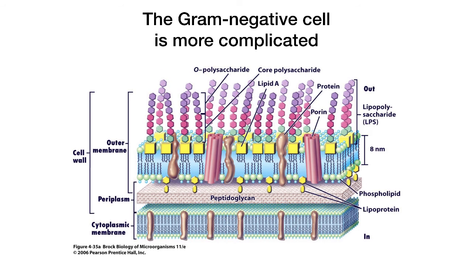Gram-negative cells have a more complex cell wall composed of 2 layers. A thin peptidoglycan layer, and then outside of this, an outer membrane. So gram-negative cells have 2 membranes, the cytoplasmic membrane and the outer membrane, which is part of its cell wall. The outer membrane has some unique properties.